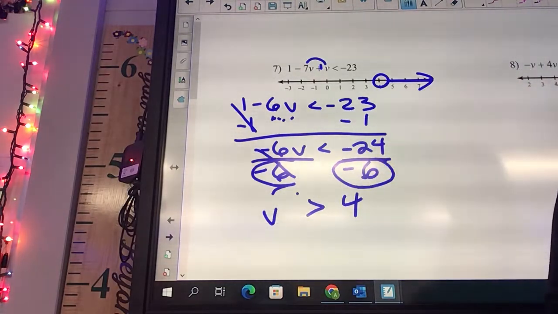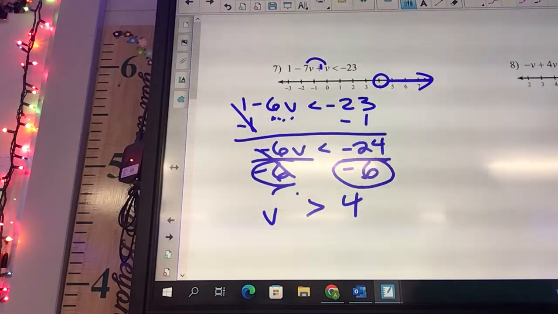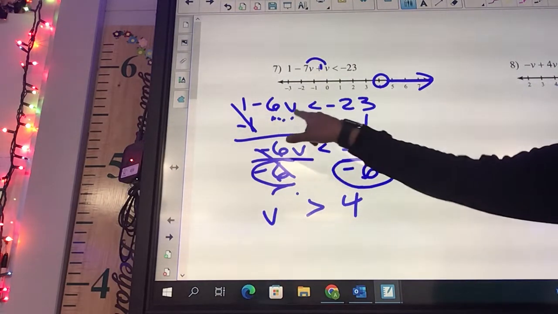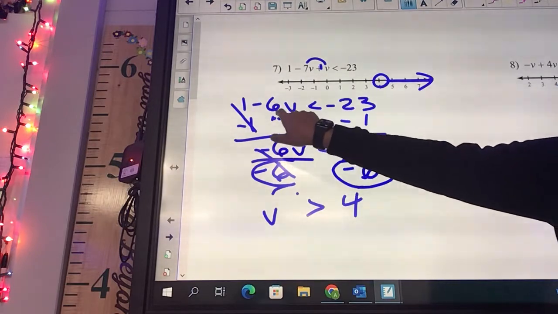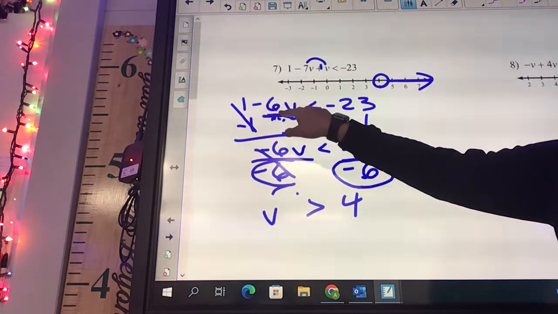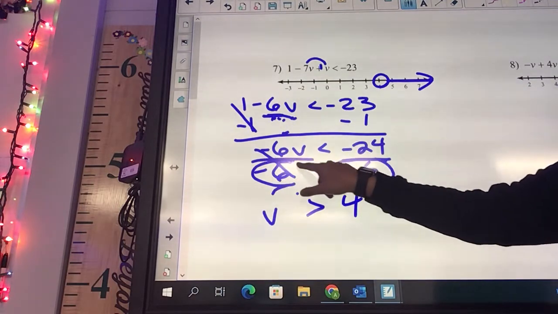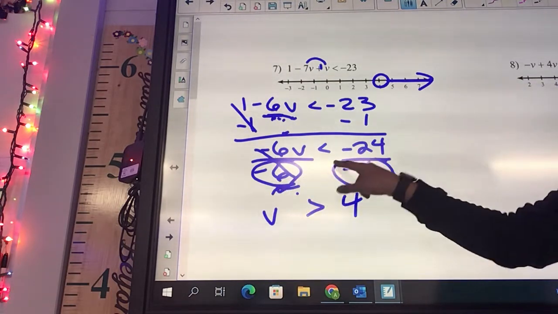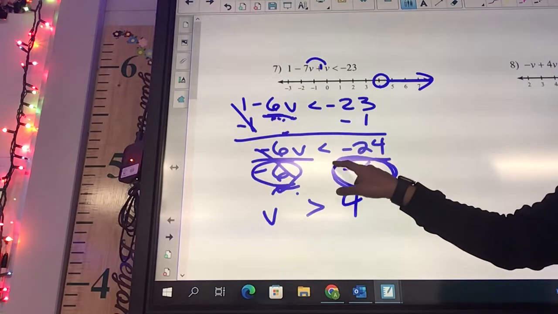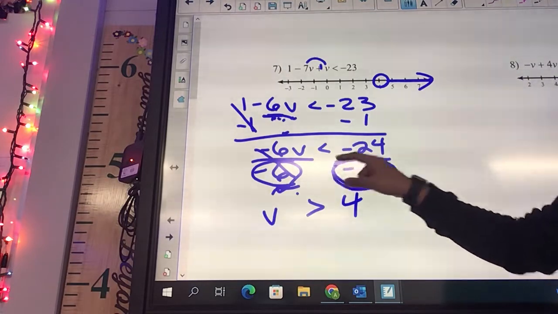So how do you tell that you're going to flip it? So see this, the letter, and then it has a negative number with it, then you know you're going to eventually need to flip, okay? Or if you divide, like this piece on the bottom that we divided by is a negative number, then you have to flip, okay?